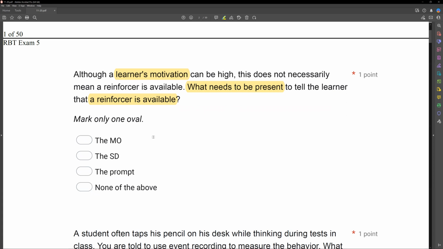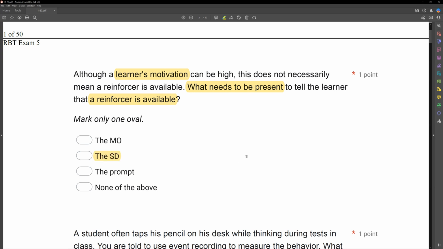A, the MO. The motivating operation doesn't signal, right? The motivating operation alters the value and increases or decreases motivation. The SD is what signals that reinforcement is available. There has to be an SD present to tell the learner that a reinforcer is available. Although a prompt is an antecedent, it is not the actual signal that reinforcement is available. Okay. Prompts can temporarily act as SDs depending on when you use the prompt, but what needs to be present is an actual SD.